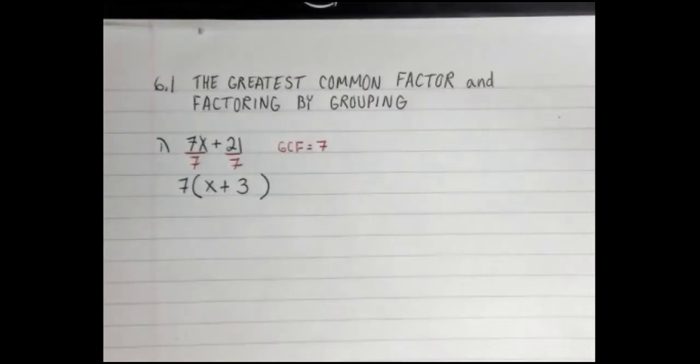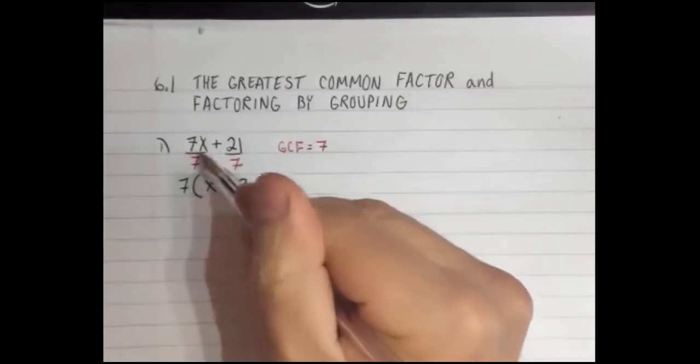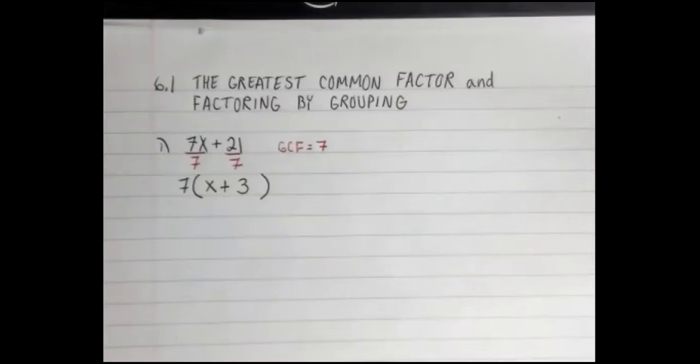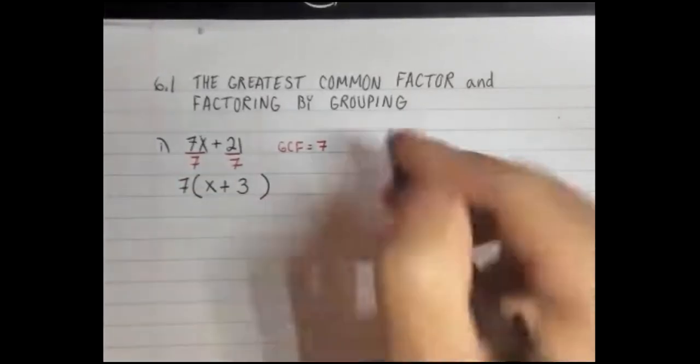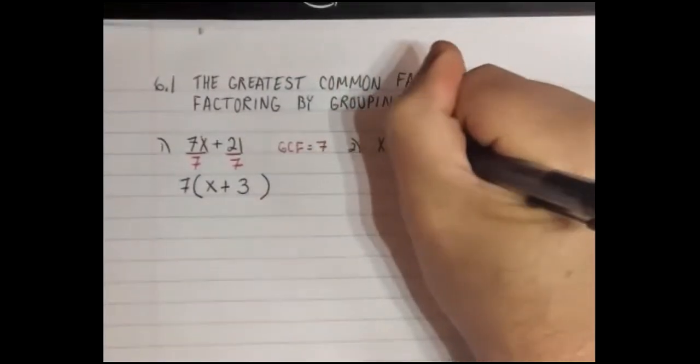Remember, you can always check that by just distributing the 7 back in. In other words, 7 times x would give me 7x, and 7 times 3 would give me 21. So that's the factored form of 7x plus 21. So let's do some with variables.